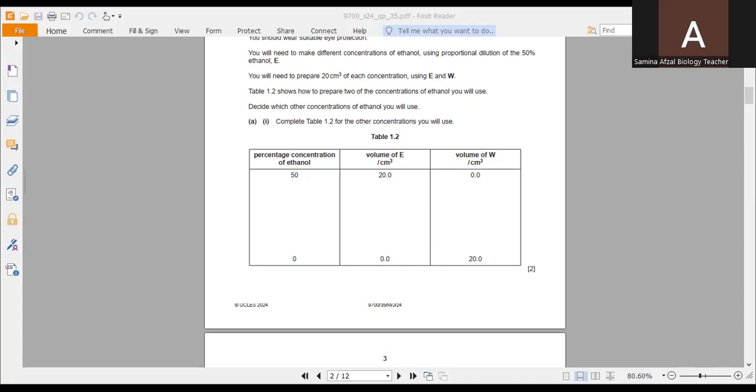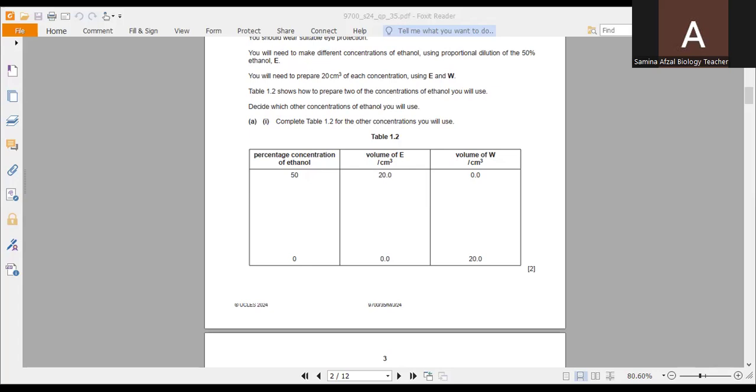water and ethanol. So the first concentration which they have given us is the 50%, in which they have used 20 ml of ethanol and 0 water is there. The ethanol is already 50%. It means it already contains 50% distilled water. And the second, lowest concentration which they have given us is 0%. At 0%, the volume of ethanol is 0 and the volume of water is 20 ml. Only water is there, ethanol is not present.